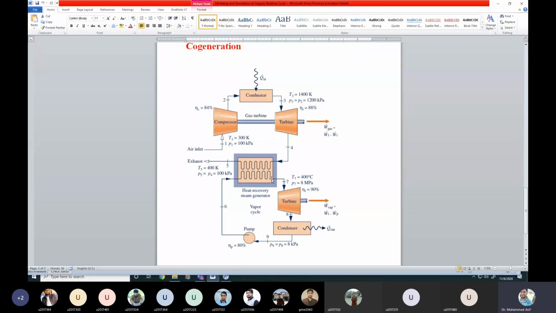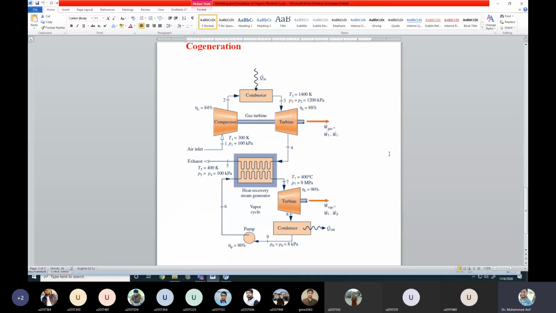So this is like a heat exchanger. We use water here. When that water enters the HRSG, it is converted into steam. That steam is used to drive the steam turbine. Then the steam goes into the condenser, then again to the pump, and this process continues. So we are getting two work outputs. One is from the gas turbine, and the second is from the steam turbine.